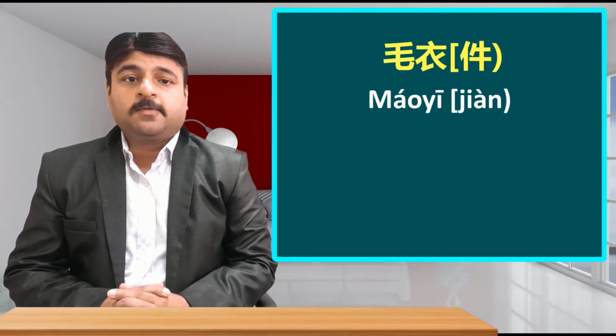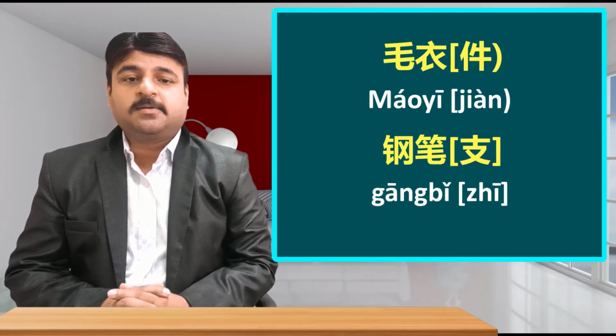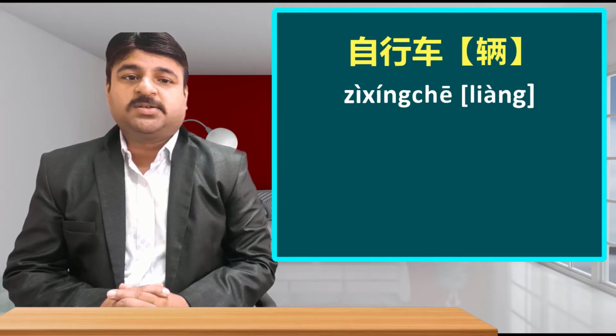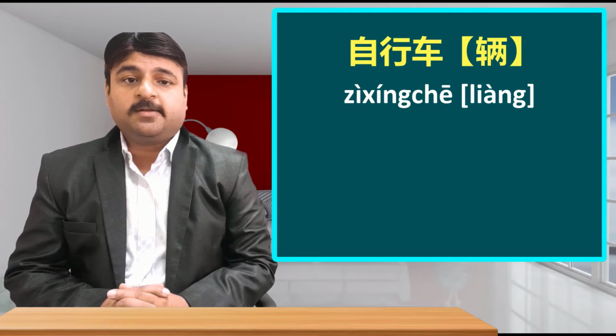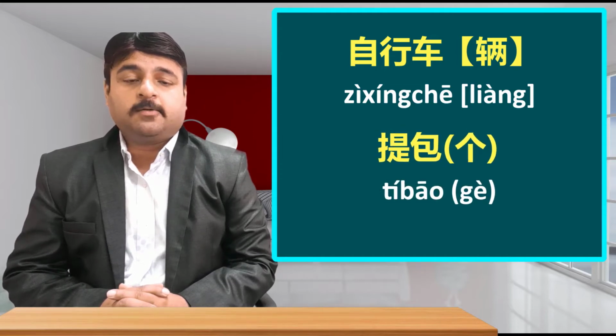Moving on to the next word in the box. 钢笔 pen. 支, it's a measure word for long and narrow things and pens. So the color of these pens is the same. 自行车 a cycle. 辆, that is the measure word for cycles. The color of these cycles is the same. 提包, that is a bag or small handbag. 个, this is the measure word. The color of these handbags is the same.